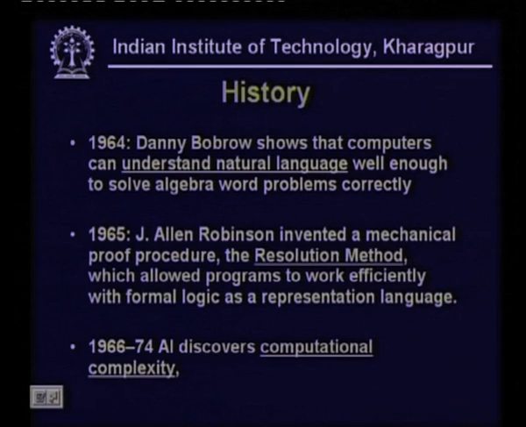In 1966 to 74, there was a lot of work on computational complexity by not really AI researchers, but by computer scientists, computer theorists, which had a tremendous impact on the field of AI. Before that, people felt that a lot of things were possible by AI and we will soon have an extremely intelligent computer. But the limitations to the computational power was discovered when computational complexity was understood.